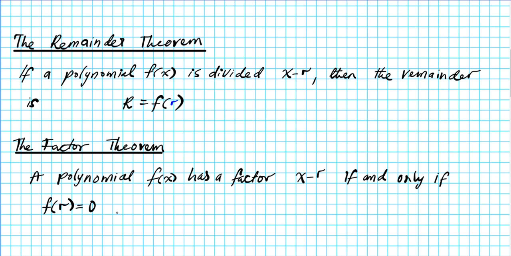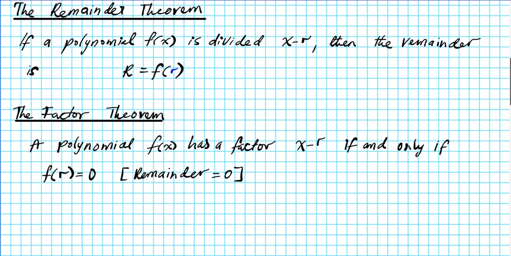What this is saying in essence is that the remainder f of r, as we indicated above, is equal to 0. This is what a factor is. If a number is a factor of another number, when you divide that number by that factor, you do not have any remainders. Now let's take a look at an example.